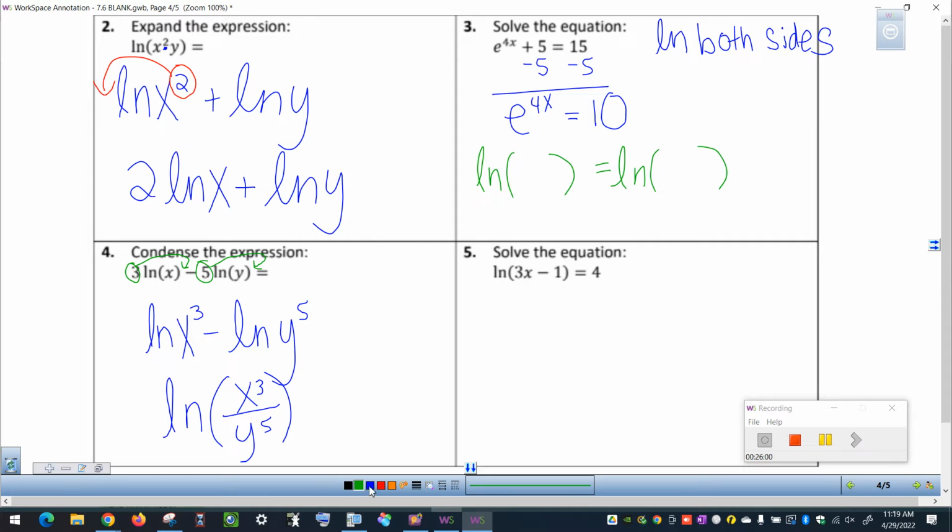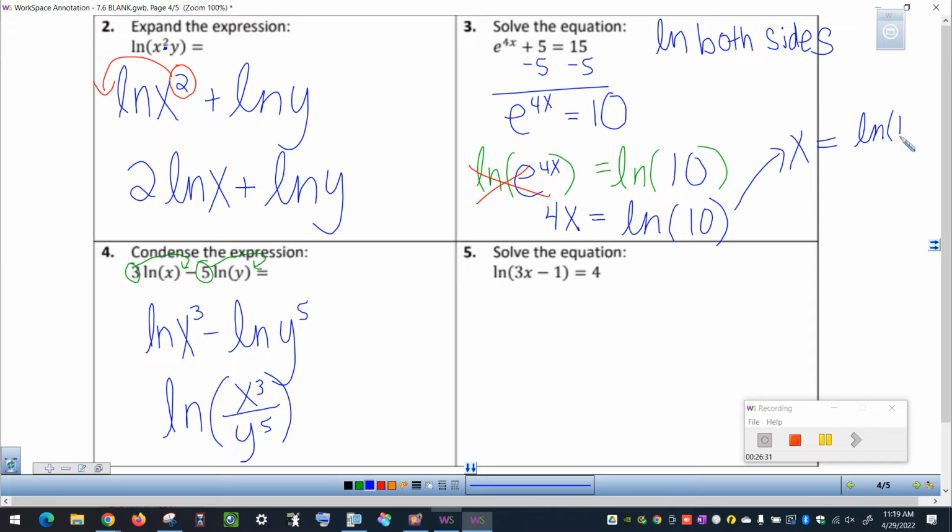And whatever we do to one side, we just have to do the same thing on the other side. So we're just going to put an ln in front of both parts, what we previously had. And the magic happens here on this left-hand side. That ln is going to cancel out that base of e. So here we just have 4x equals ln 10. The final step we need to do to get x by itself is just divide both sides by 4.